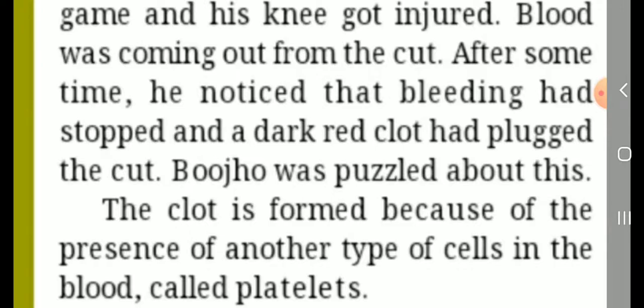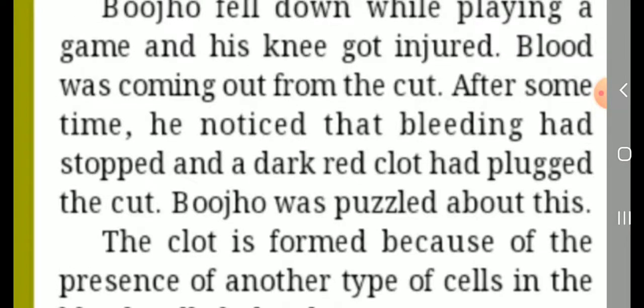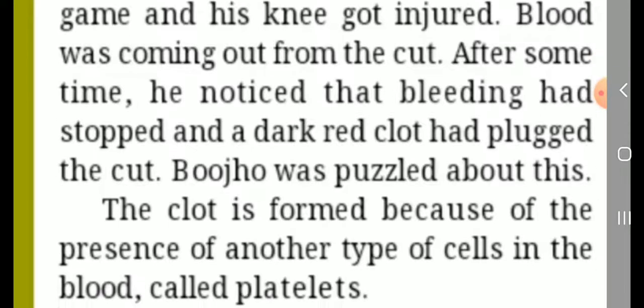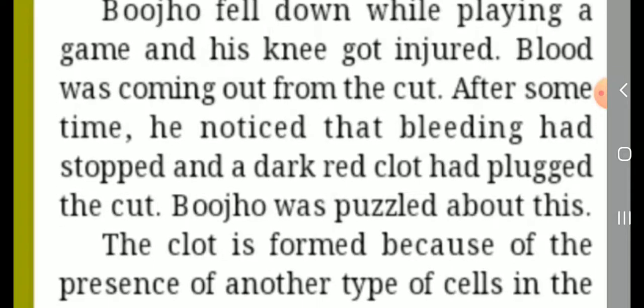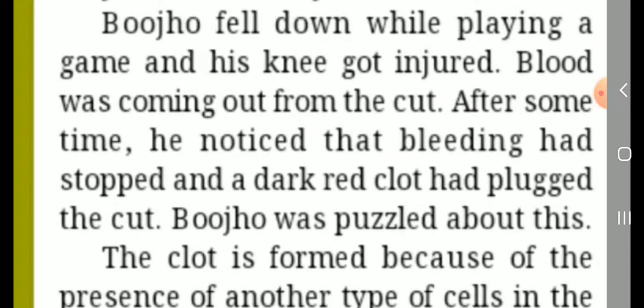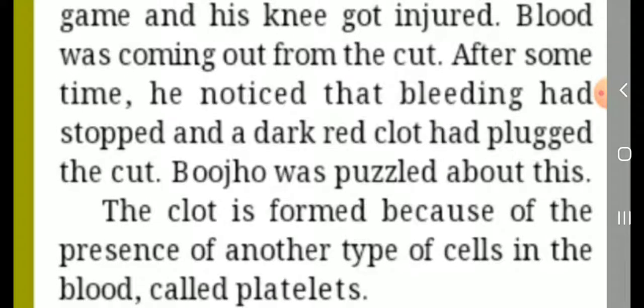What are the types of cells? RBC, WBC, and platelets. What is meant by RBC? RBC means red blood cells. WBC means white blood cells. Where are RBC and WBC produced? They are produced in bone marrow cells. There is yellow marrow and red marrow. Red marrow produces RBC cells. Yellow marrow produces WBC cells.